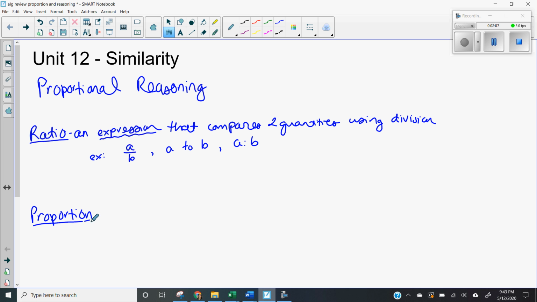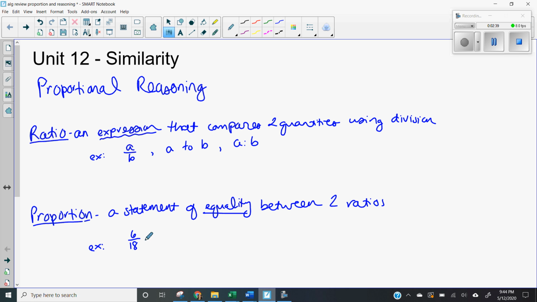A proportion is basically two ratios set equal to each other. Okay, so it's an equation where you're equating two ratios. I'm going to write it this way. So it is a statement of equality. You need an equal sign in there between two ratios. Okay, so for example, 6 over 18 equals 1/3. That's technically a proportion. You're not solving for anything there.